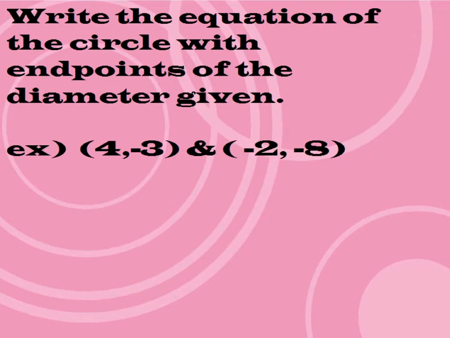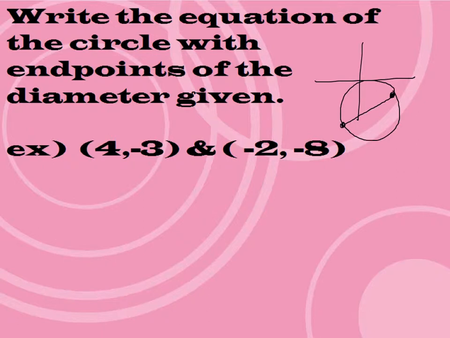Okay, this one says write the equation of the circle with endpoints of the diameter given. All right, so they're giving me the endpoints of the diameter, which is not the center or the radius. They didn't really give me either one, so I'm going to have to work to find both of those things. So let's just sketch this real quick to see what's going on. Over 4 down 3 is about right here. Left 2 down 8 is somewhere right here. And those are the endpoints of my diameter. So my circle must look something like this.